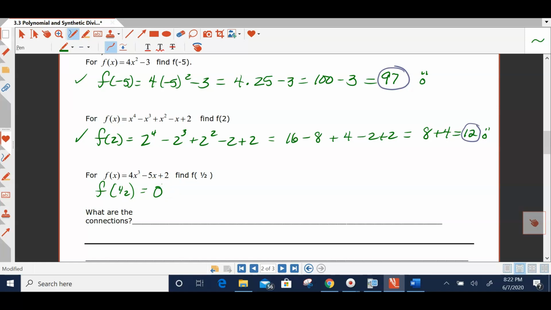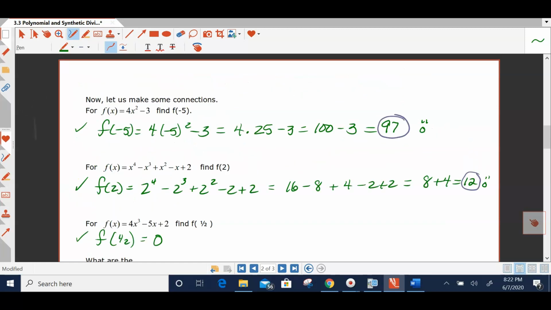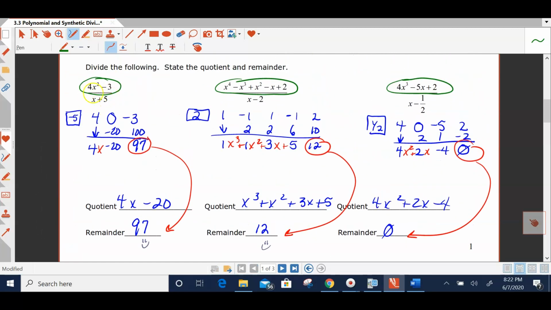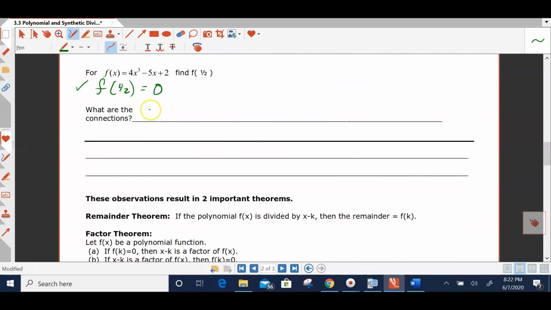So what are the connections? The connections are, if you're dividing a polynomial by a binomial, whatever number is in that box, if you were to find f of that value, then the answer to that would be the remainder. So the remainder is a function value.